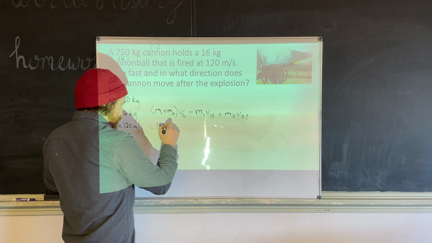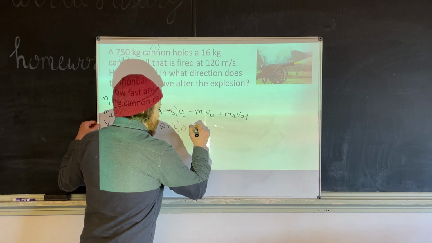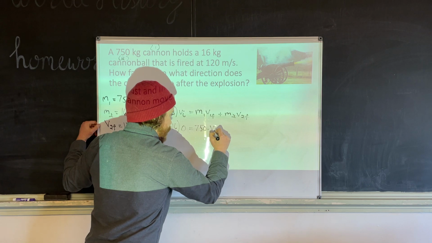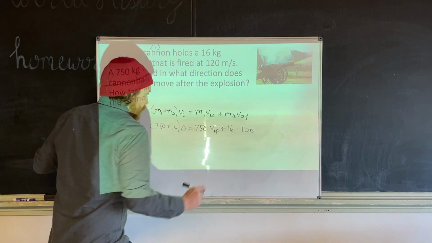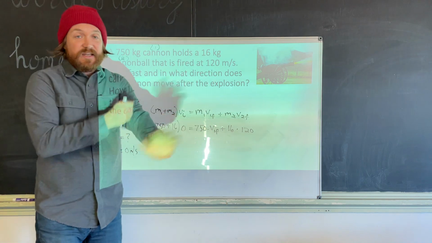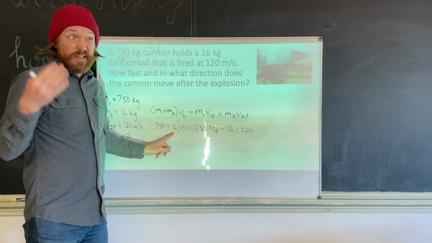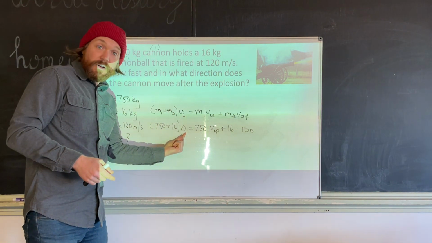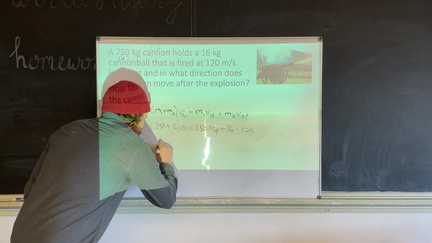M1 is 750 plus M2 is 16 times V1I, which is 0. That equals, that's 750 times its final velocity, which is what we're looking for, V1F, plus M2, which is 16 times its final velocity, which is 120. Now, the first step you always got to do is just your regular old math. And here is why I like these. 750 plus 16 is 766. But guess what? You're multiplying it by 0. And 766, like any number times 0, gives me a big old goose egg, which is 0.